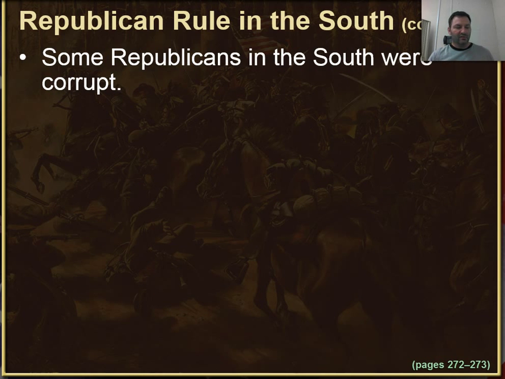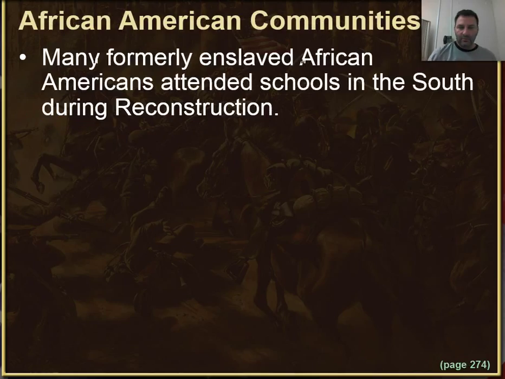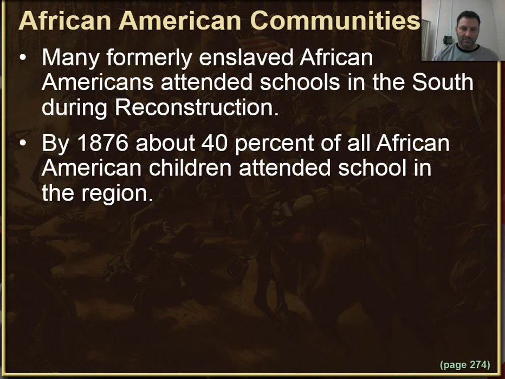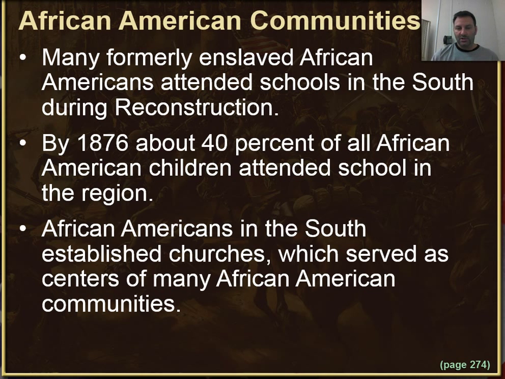Some Republicans in the South became corrupt during this time and were accused of graft, or getting money illegally through politics, and this became common in the South during this time period. Many formerly enslaved African Americans attended schools in the South during Reconstruction, and by 1876, about 40% of all African American children attended school in the region.